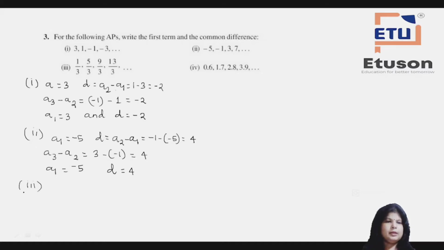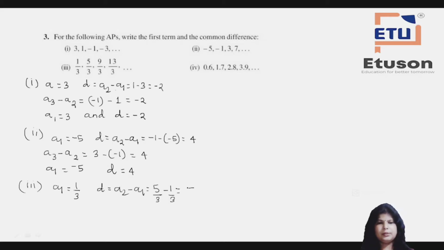Okay, bit 3. So bit 3, 1 by 3, 5 by 3, 9 by 3, 13 by 3. So your A1 is clearly 1 by 3. To find out the common difference, find out A2 minus A1 first, then you can verify with the next subsequent number. So 5 by 3 minus 1 by 3, which is equal to 4 by 3. What about the next subsequent number? That is A3 minus A2, that is 9 by 3 minus 5 by 3. Again it is 4 by 3. So your first term is 1 by 3 and the common difference is 4 by 3.